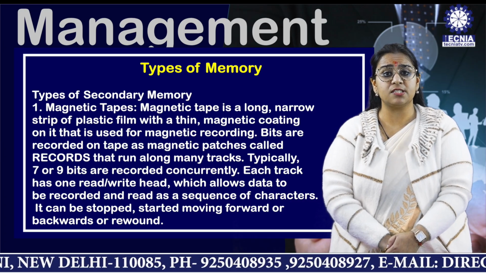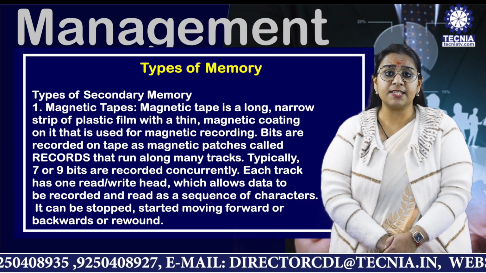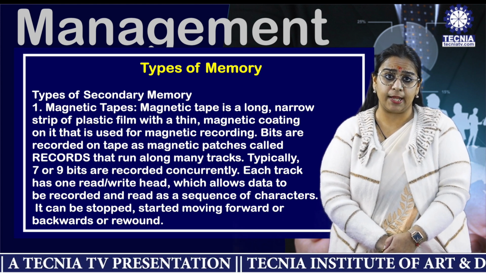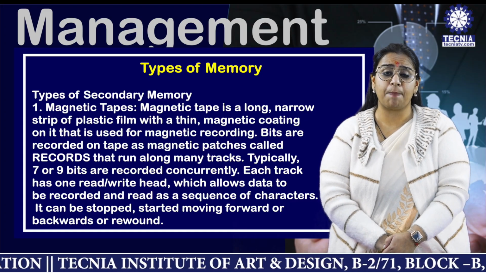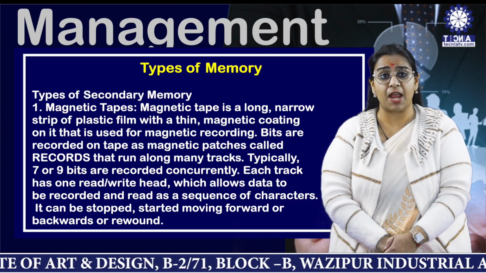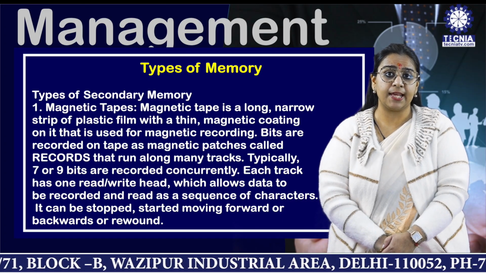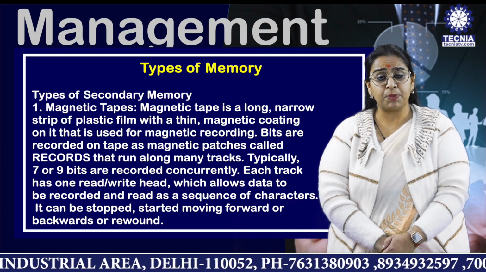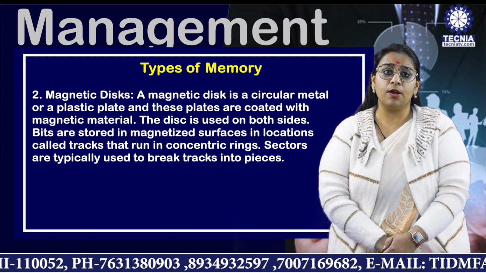Now we'll talk about the types of secondary memory. The first one is magnetic tape. It is a long, narrow strip of plastic film with a thin magnetic coat on it and used for recordings. Bits are recorded on the tape as magnetic patches called records, which run along many tracks, typically 7 or 9 bits, recorded concurrently. Each track has one read or write head, which allows the data to be recorded and read as consecutive characters. It can be stopped, started, moved forward or backward, or rewound.